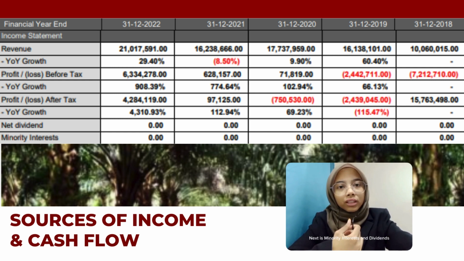Next is minority interest and dividends. The absence of recognized dividend and minority interest, mentioned as 0.00, prompts an examination of the company's cash distribution procedures. Lastly, year-over-year growth: the impressive year-over-year growth rates in 2022 for both profit before tax and profit after tax signal improved operating cash flow. However, fluctuations in growth rates should be approached with caution as external factors can influence the variation.